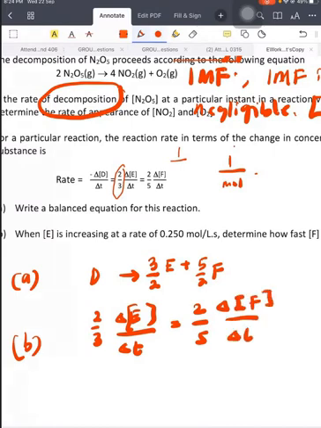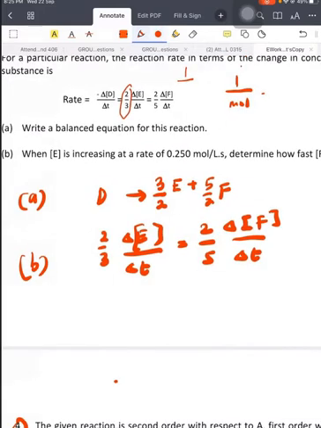In the question, the word is increasing. But remember from our previous exercise on Saturday, if the question says decreasing, then we must put a negative on the value. If, say, when E is decreasing at a rate of 0.250, then in front of 0.250 we must put a negative when we substitute into our expression. But for questions involving increasing, there is no problem. We can just substitute the value. So in this case, we know E is here.